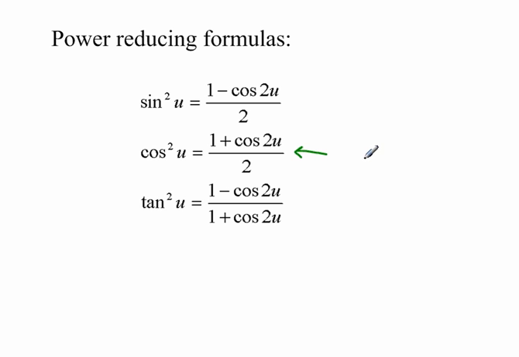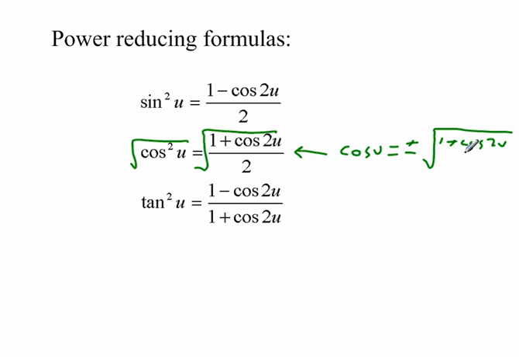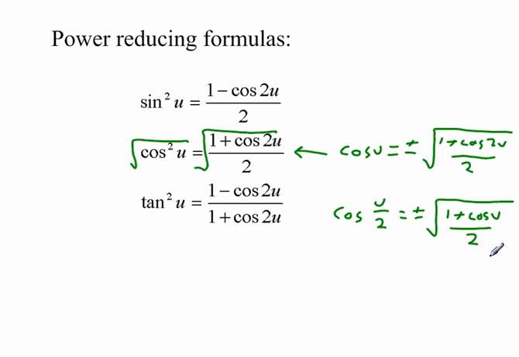And let's see here. What if we were to take the square root of both sides of this? That would give me the cosine of u equals plus or minus the square root of (1 plus the cosine of 2u) over 2. And if we take u and divide it in half, we could say the cosine of u over 2 equals plus or minus the square root of (1 plus the cosine of u) over 2. Now this is a much more useful formula. The power reducing formula is not very useful.